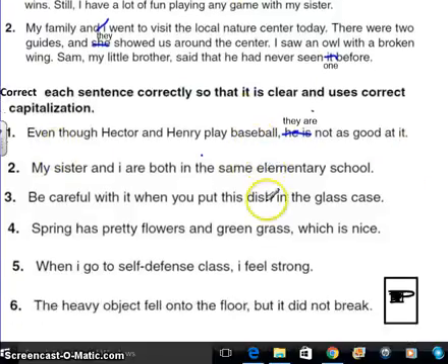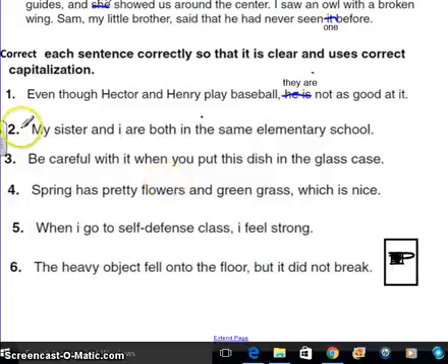Okay? All right. So now numbers 2 through 6, you're going to do on your own. I will read the sentences and you will make corrections. My sister and I are both in the same elementary school. What's wrong with that sentence? Pause and make corrections. Number 3, be careful with it when you put this dish in the glass case.